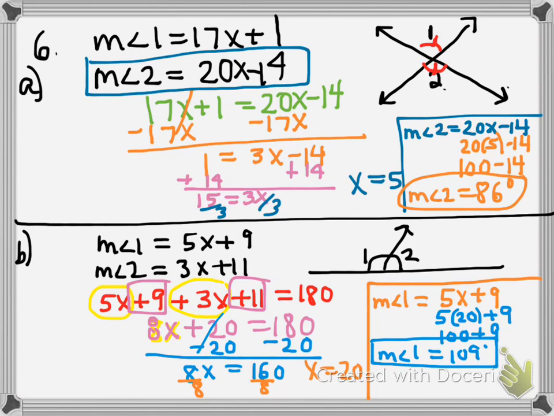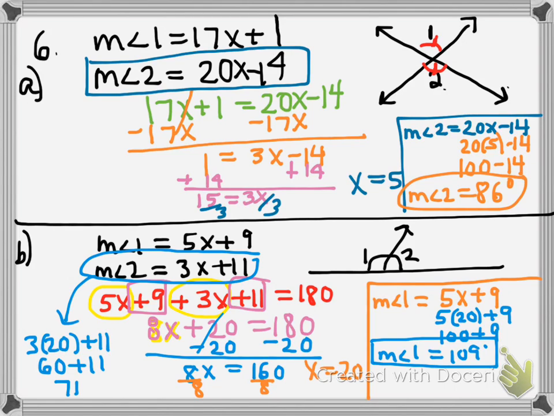And if you want to find the measure of angle 2, you could do it two ways. Because these angles have to add to 180, I could just say 180 minus 109 degrees would give me the missing angle, which is 71 degrees. Or you could plug in, back to measure of angle 2, I could plug in 20 for x. So this would be 60 plus 11, which is 71. So the measure of angle 2 is 71 degrees.